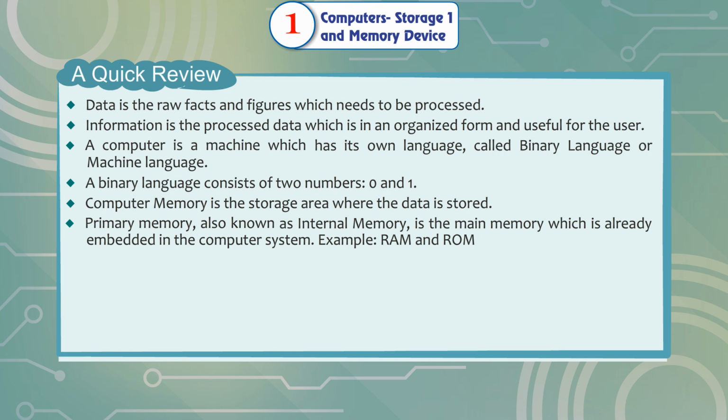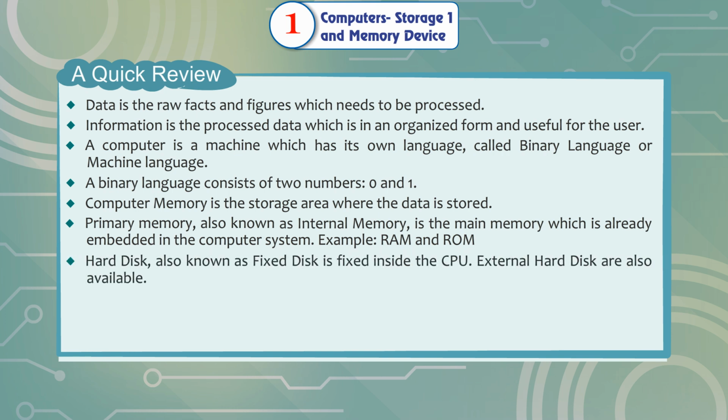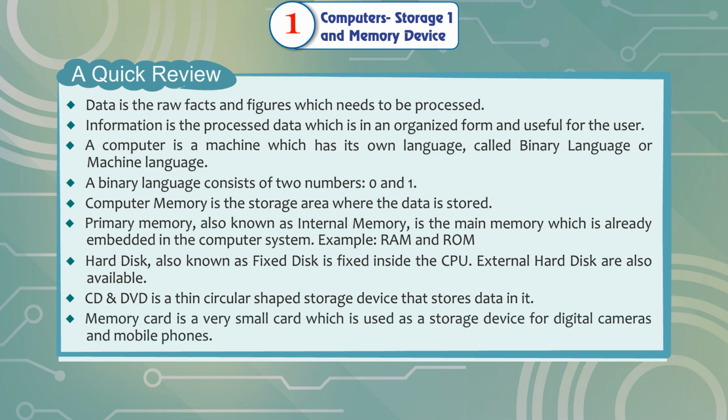Primary memory, also known as internal memory, is the main memory which is already embedded in the computer system. Example: RAM and ROM. Hard disk, also known as fixed disk, is fixed inside the CPU. External hard disks are also available. CD and DVD is a thin circular-shaped storage device that stores data in it. Memory card is a very small card which is used as a storage device for digital cameras and mobile phones.